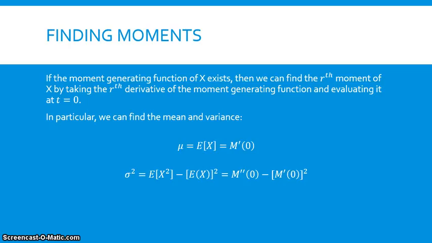Now the variance is the expected value of x squared, that's the second moment, so that would be the second derivative of the moment generating function evaluated at 0, and then I subtract off the expected value of x quantity squared, that's the mean squared, which we already said we could find using the first derivative of the moment generating function evaluated at 0. So using the moment generating function and taking a couple of derivatives, we can find the mean and the variance of the discrete random variable x.